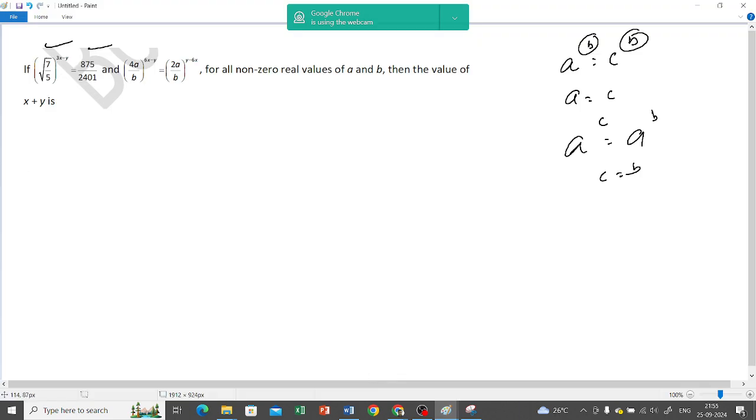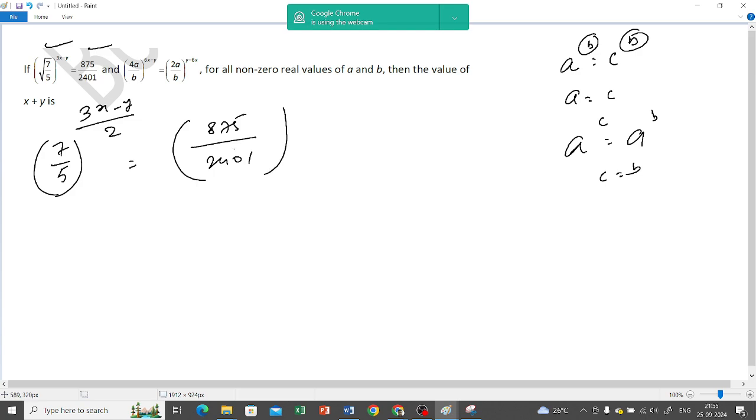Okay. So now you see that we're going to apply over here. 7 by 5 to the power 3x minus y by 2 is equal to 875 by 2401. Let us try to cut it out by 7. Let us see whether we can express this 875 by 2401 in terms of 7 by 5. It should be, definitely. So let us first of all cut it with 7 itself. 7 ones are 7, 7 twos are 14, 7 fives are 35, 7 threes are 21, 7 fours are 28, 7 threes are 21, right? So what we have is 5 by 7 to the power 3.